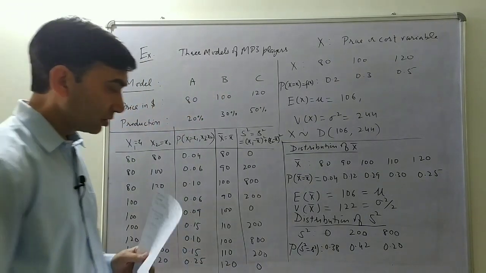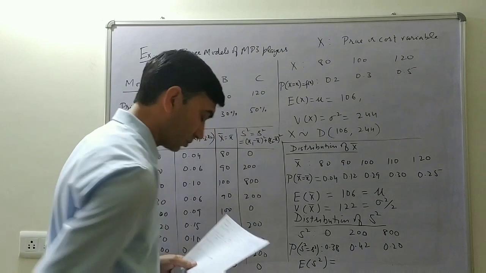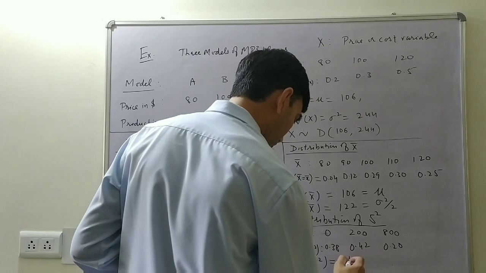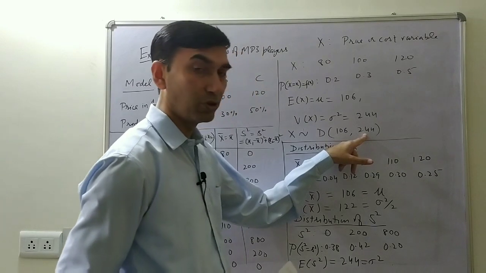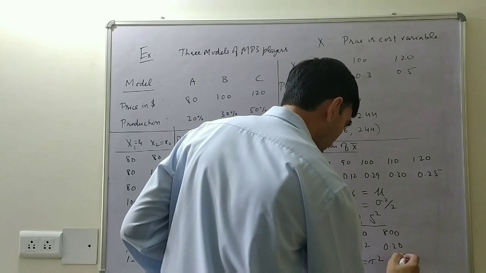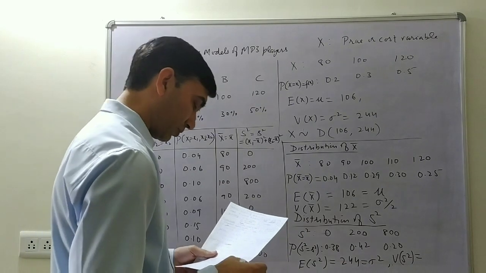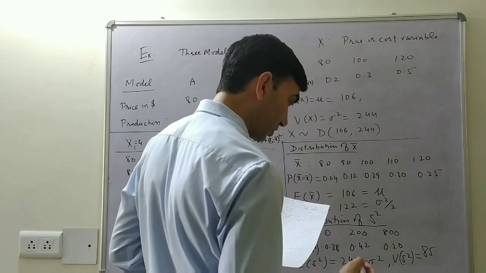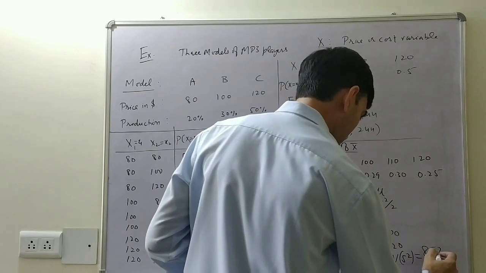Now you can calculate its expectation. That is calculated as 244, which you can see is exactly equal to the population variance, that is 244. And variance also you can calculate. I told you the formula for calculating variance of the sample variance earlier. Use that. It is 85264.